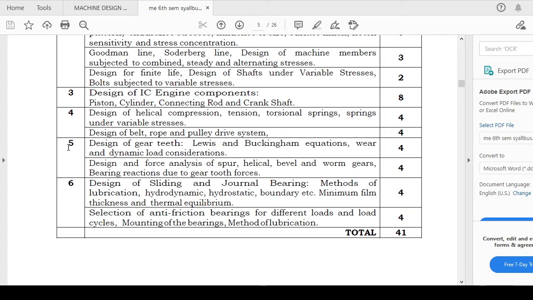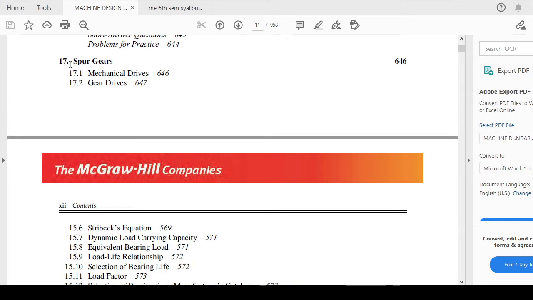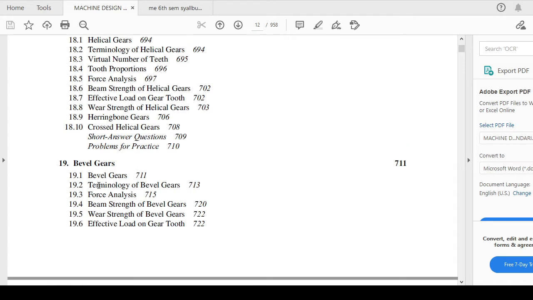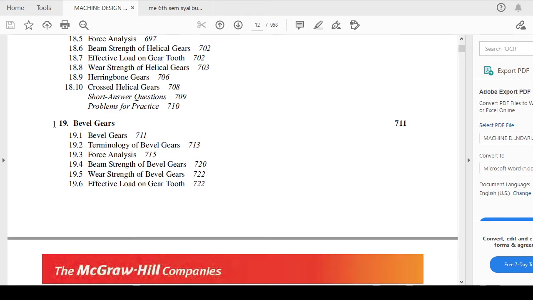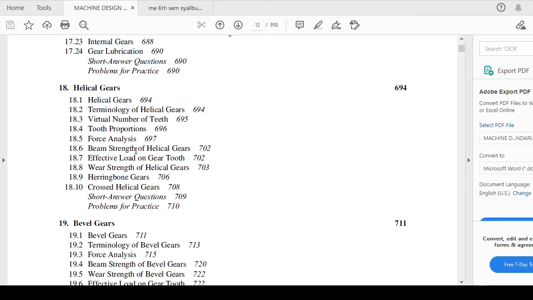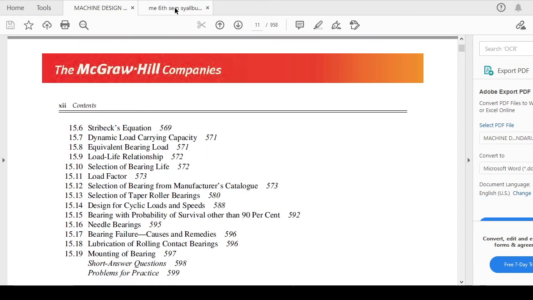Then unit number 5, which is the designing of gear tooth, and specifically design and force analysis of spur, helical, bevel and worm gear. These are specific chapters in your book. The designing of one gear will be one chapter, like designing of spur gear, chapter number 17. Then designing of helical gear, chapter number 18. Then designing of bevel gear, chapter number 19. Then designing of worm gear, chapter number 20. In this way you have to cover all 4 gear designs, which we will encounter in due course of time.